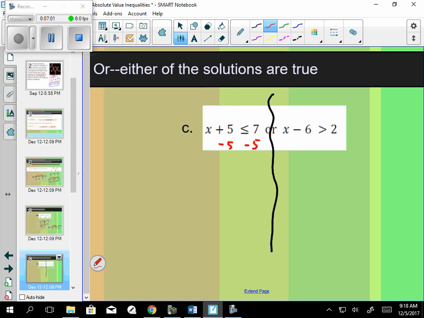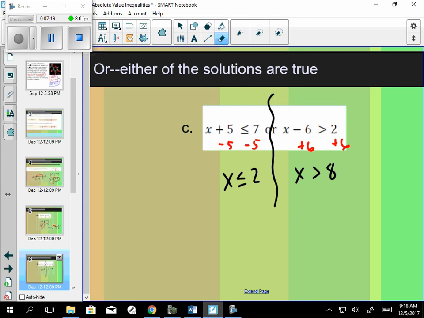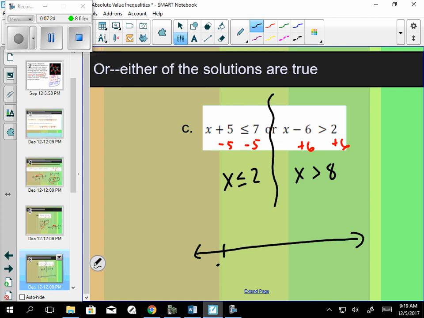It looks like we got a -5 here, and we get x is less than or equal to 2. Okay, on the other one, we got to add 6, and we get that x is greater than 8. Okay, so now we want to graph both of these separate inequalities on that same number line. So on your number line, find where 2 is, find where 8 is.